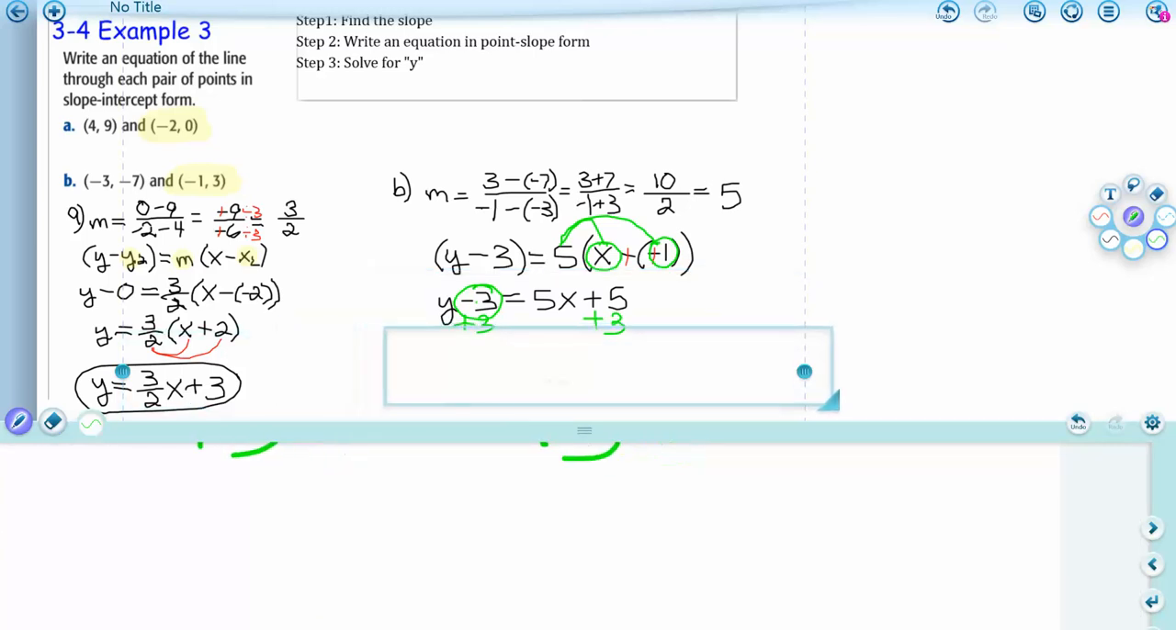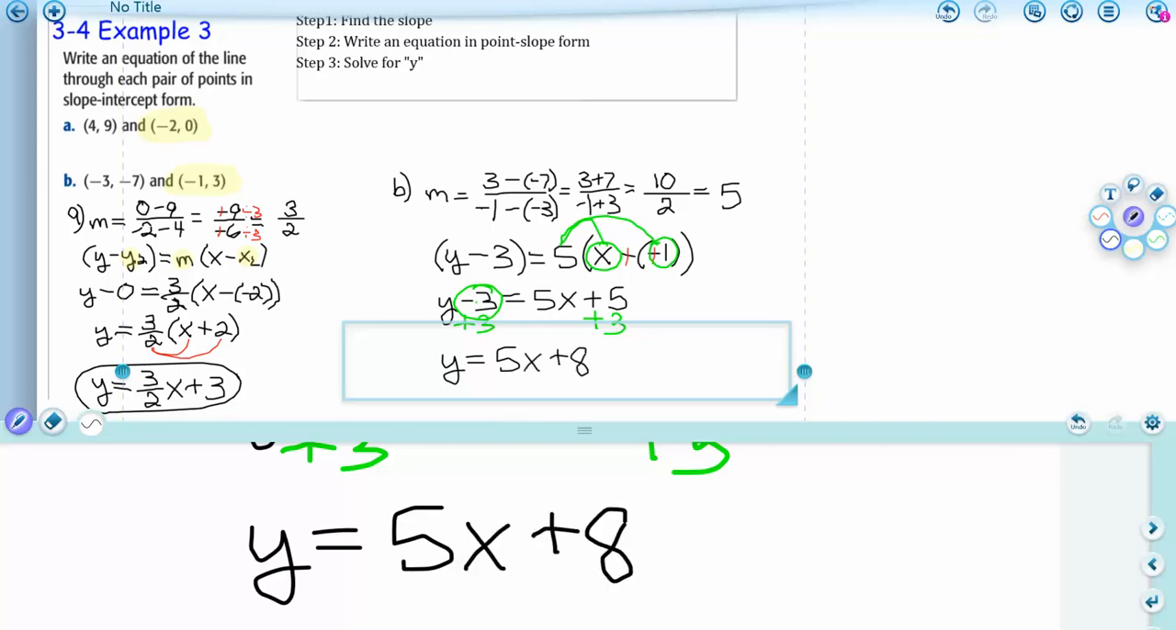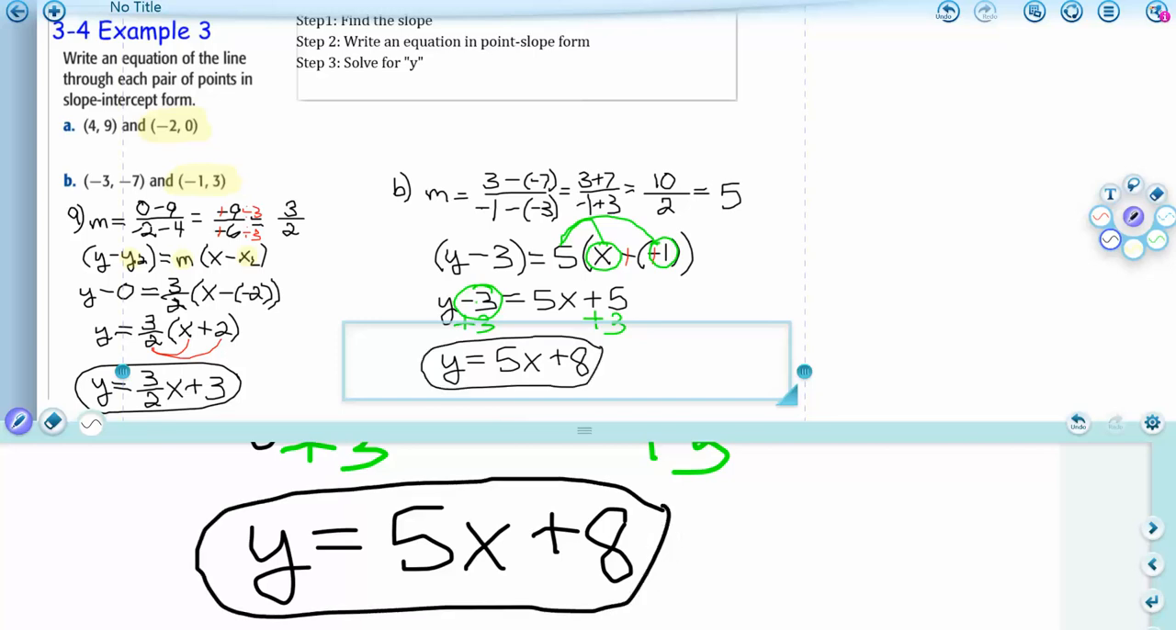And that's going to get me an answer solved for y, which is y equals 5x plus 8. Now I have an equation in slope-intercept form.